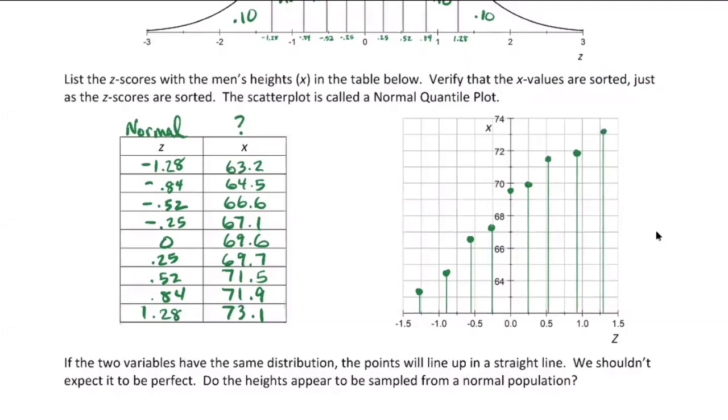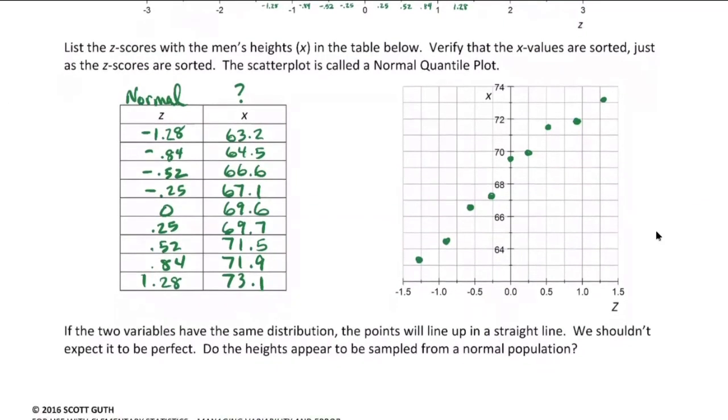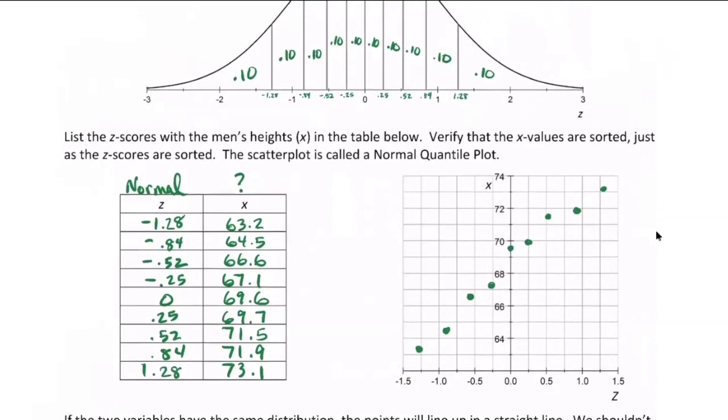Okay, so yeah, that's not a straight line, but it's close. Any ideas how we could objectively measure how straight that is? How could we measure the straightness of this?